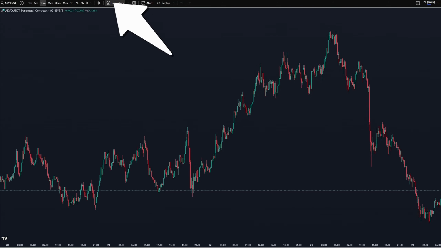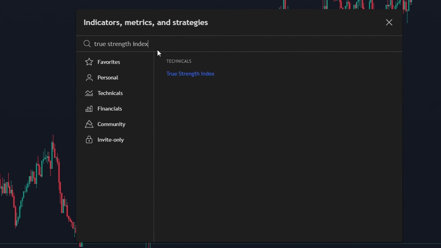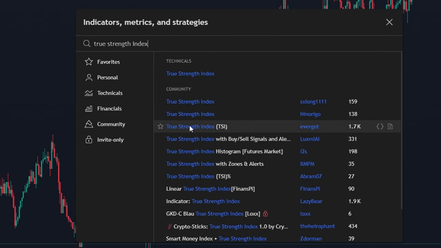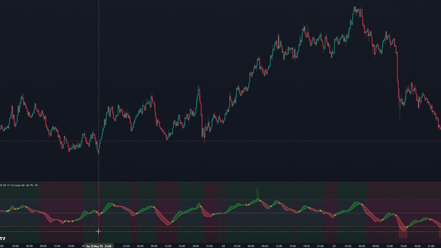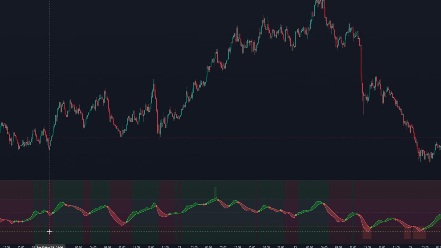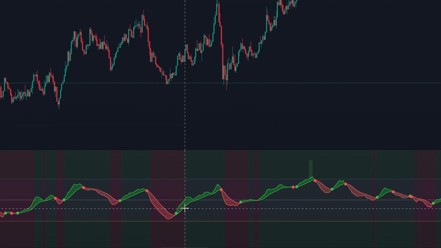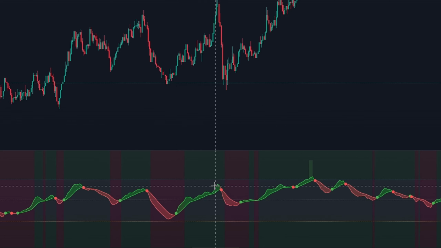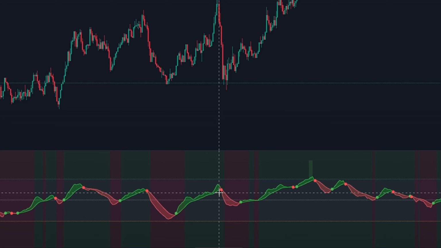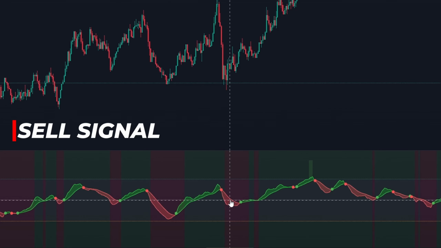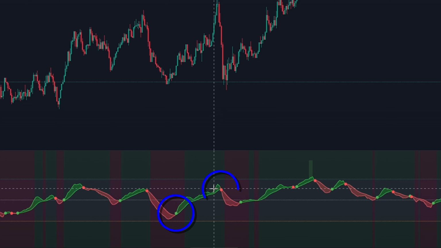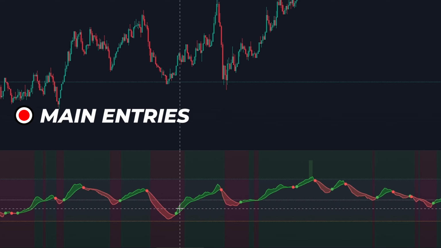Go over the indicator section and type True Strength Index, and select this one by Everget. This indicator, the TSI, is a momentum indicator that helps you spot trend direction and potential reversals. Whenever there is a crossover, a green circle appears, generating a buy signal, while when the upper line crosses under the lower line, the indicator shows a red circle, indicating a sell signal. We're gonna use these two buy and sell signals as the main entry signals for our strategy.